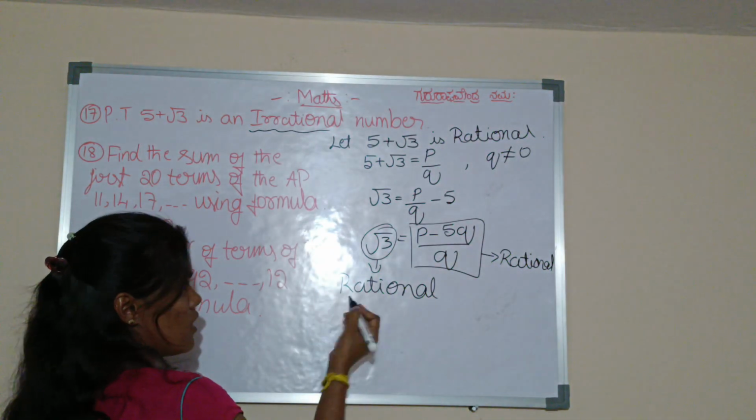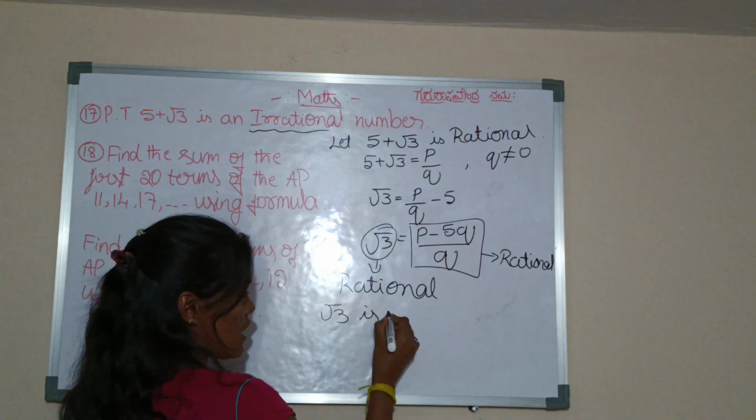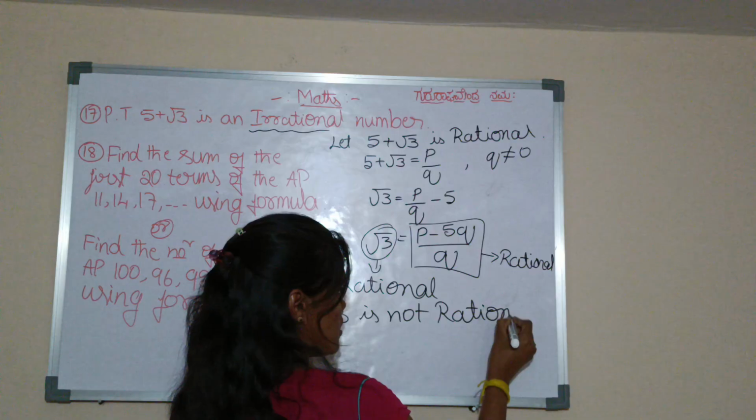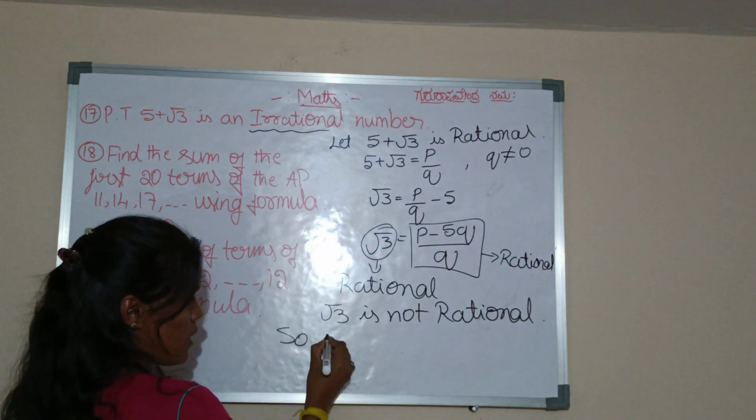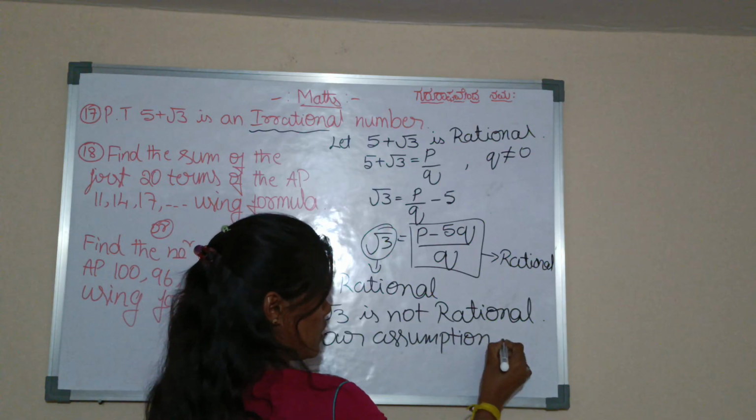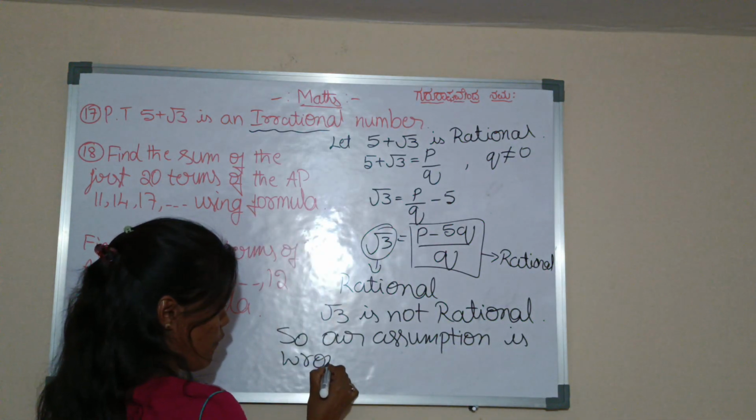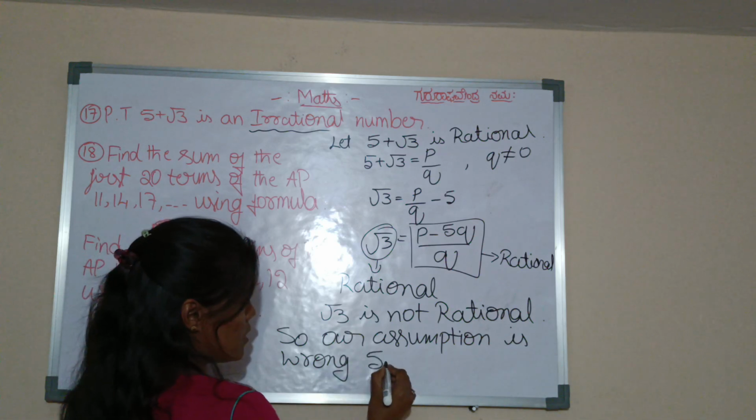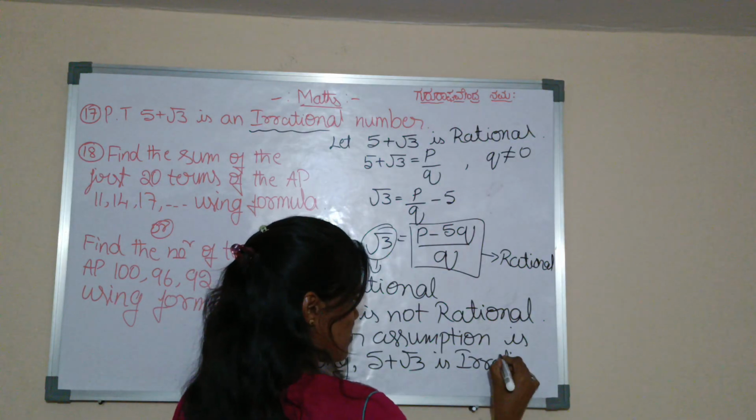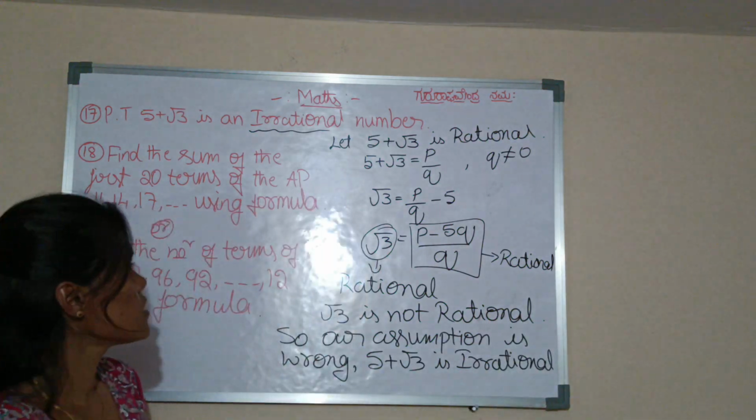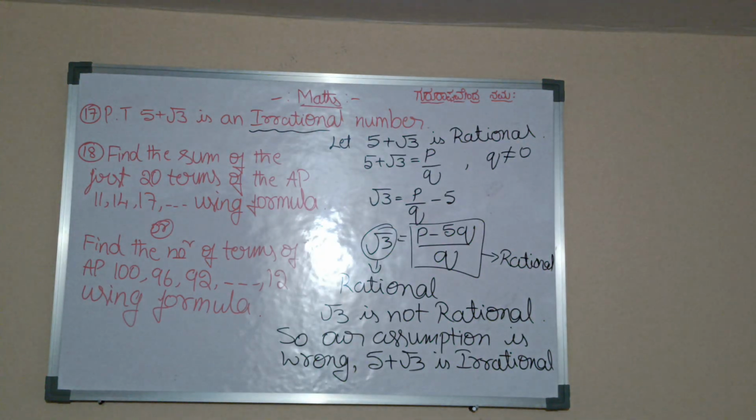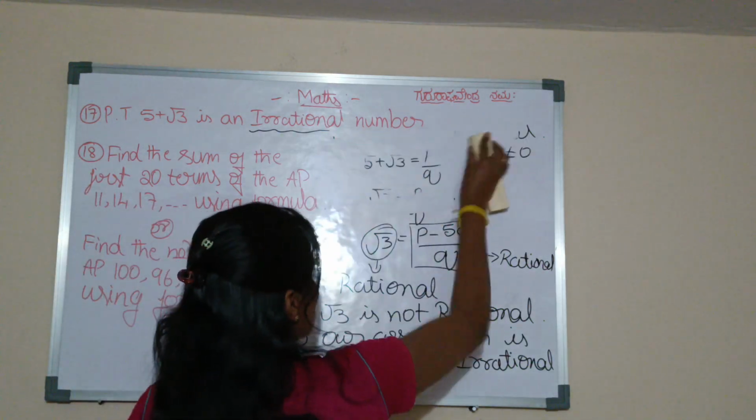Then I can say root 3 is not rational, it is irrational. So our assumption is wrong. That is, 5 plus root 3 is irrational. If you write this much, it is enough for 2 marks. Most important question, you have to remember this one. Then our next question.